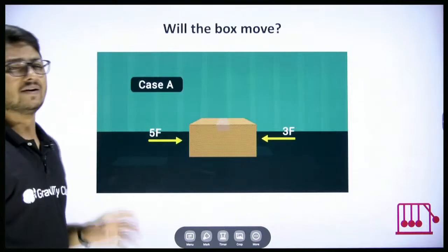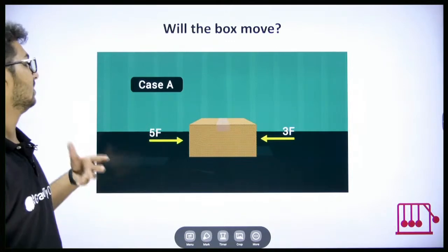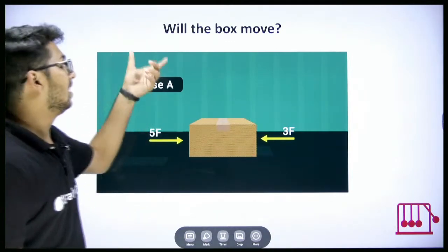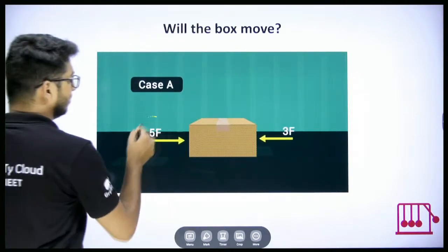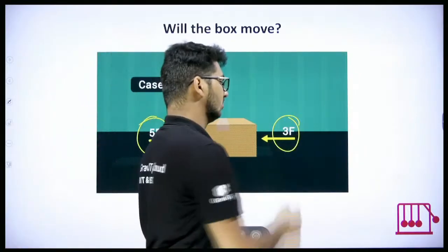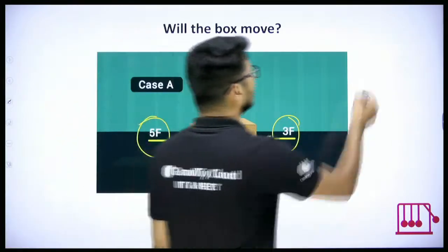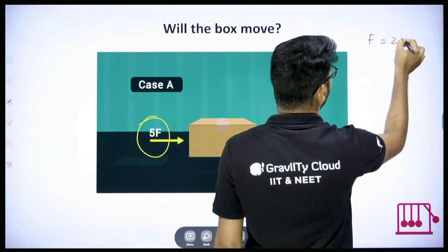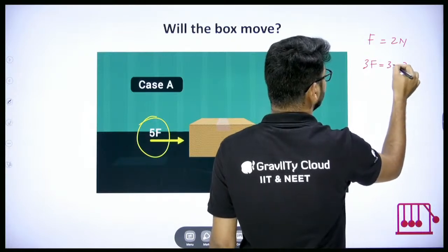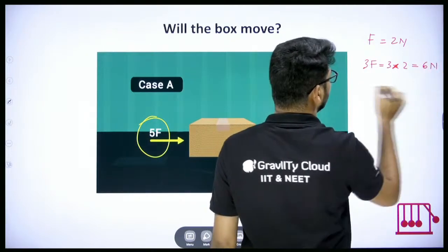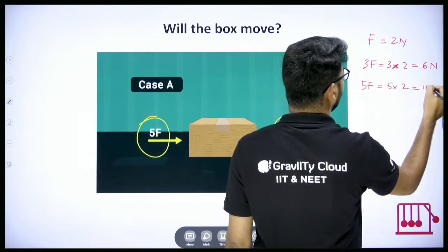Okay. So we have a simple case here. We'll go into many examples. And the question is, will the box move? So what are the forces acting here? 5F, 3F. You can think of F as a variable. I'll just show an example. If F is equal to 2 Newton, then 3F will be how much? 3F will be 3 into F, which is 3 into 2, 6 Newton. What will 5F be? 5F will be 5 into 2, 10 Newton.